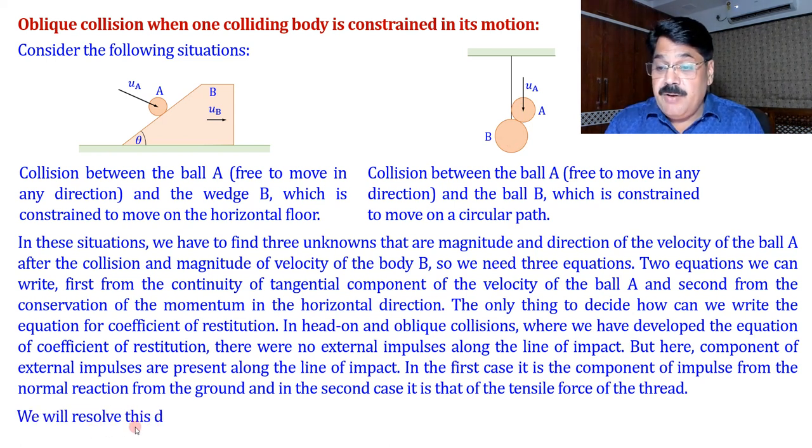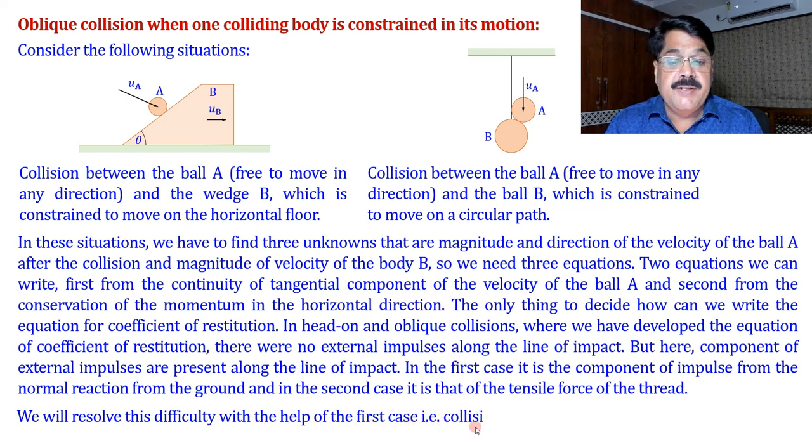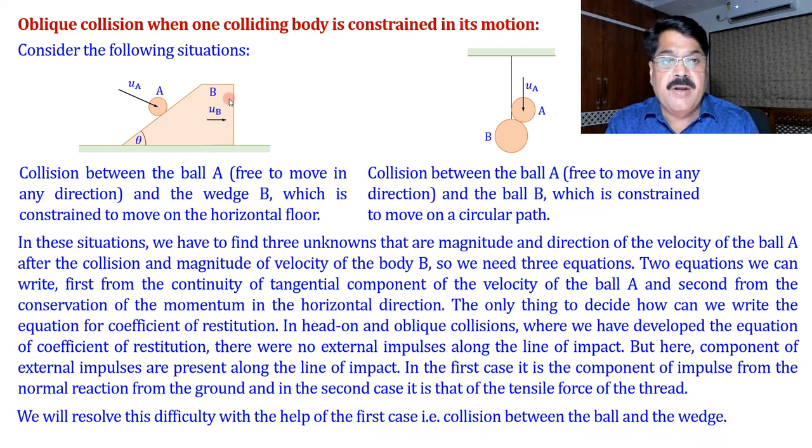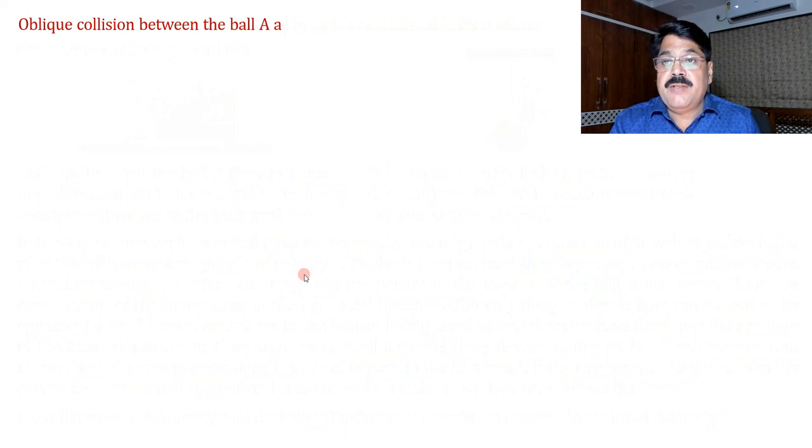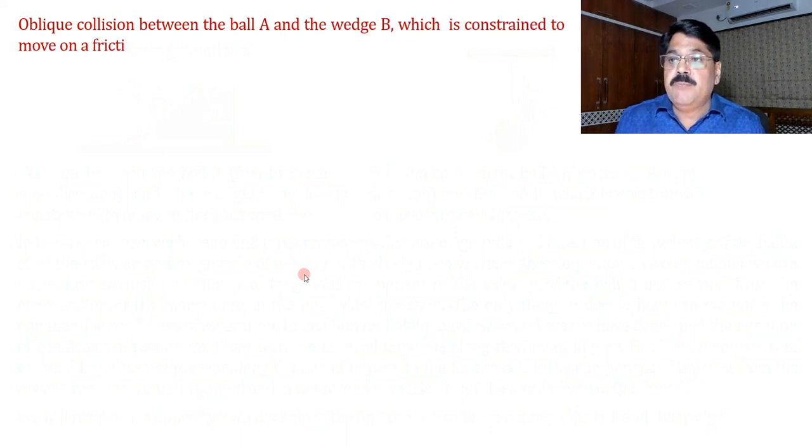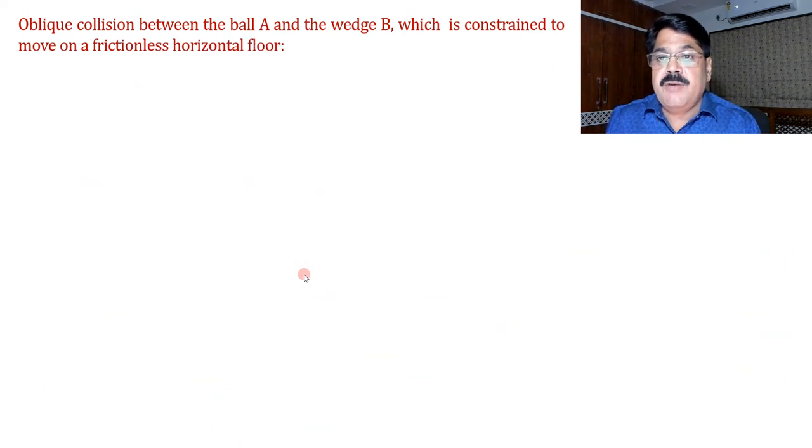We will resolve this difficulty with the help of the first case, that is, collision between the ball and the wedge. So we will take this one, and with the help of this, we will resolve the difficulty. How can we write the coefficient of restitution equation if external impulses are present during the collision? Oblique collision between the ball A and the wedge B, which is free to move on a frictionless horizontal floor.